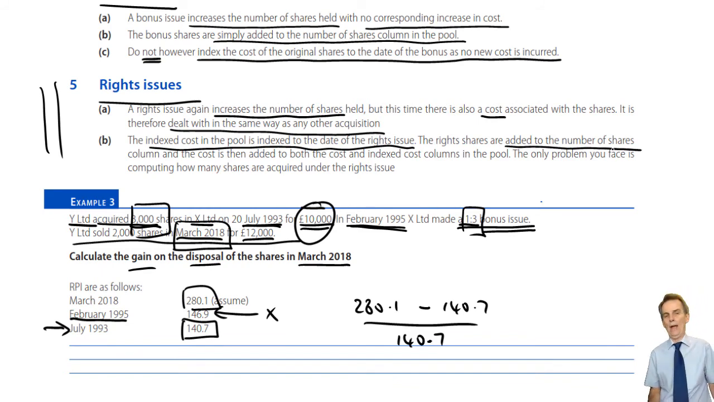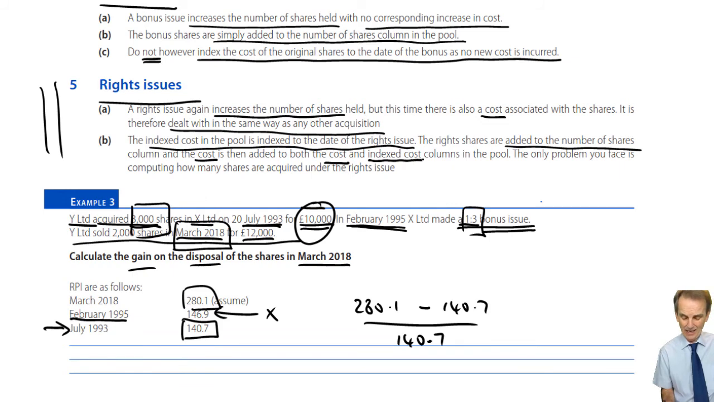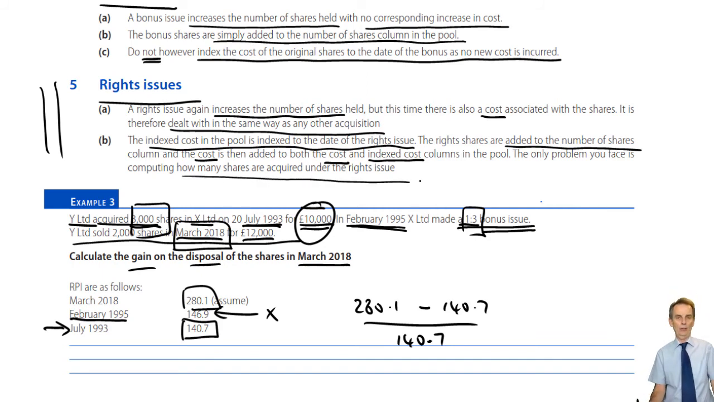Once you've calculated what that number of shares is, they'll tell you what the terms of the rights issue are and how much you paid for each share. So you can work out the number of shares and then the cost. That cost is then added to both the cost column and the index cost column, just like you do on any normal purchase of shares in the company. The only problem that you face here is actually working out how many shares are required under the rights issue. Is it 1 for 2, 1 for 3, 2 for 3, 2 for 5, whatever it might be? Again, be careful to interpret that correctly.